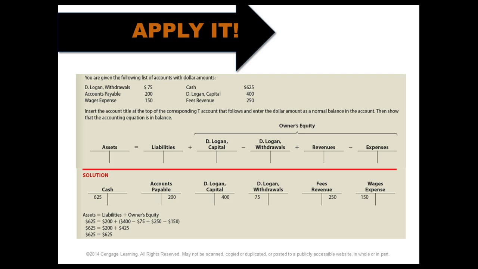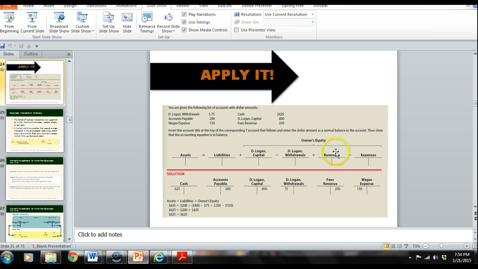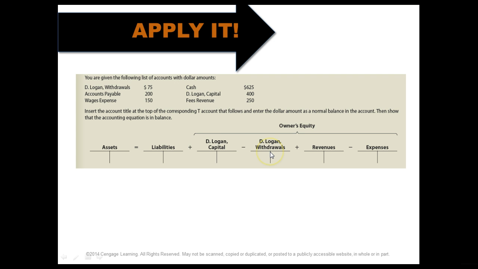So the first thing we're going to want to do is debit D. Logan withdrawals. Now guys, what about accounts payable? That's a liability, isn't it? So what are we going to do with this liability if it's a normal balance? Credit it. Wage expense of $150. What is the normal balance of an expense account? Debit. What is the normal balance of a cash account? Debit. What is the normal balance of D. Logan capital? $400. Credit.